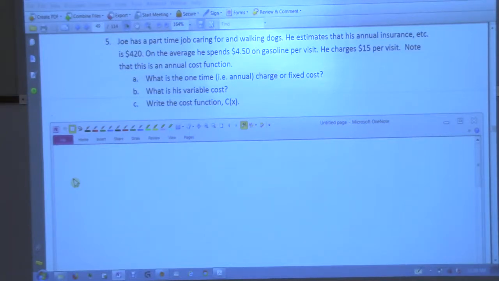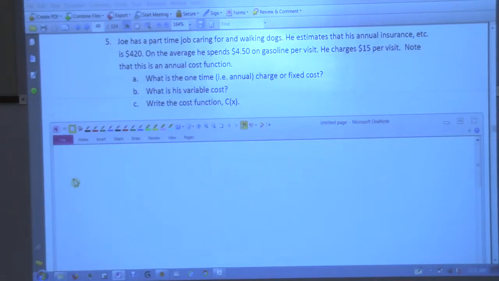So what do you think back there? $15. What? Hold up. What do you got? 420. So can you describe what that 420 is from the word problem? I mean, I agree it's the fixed cost, but what is it? It says it right there. Insurance, right? So he's basically got to make sure that if he's walking a dog and he gets run over by a car, he's got insurance that'll cover him when he's sued, right? So that's what that cost is.